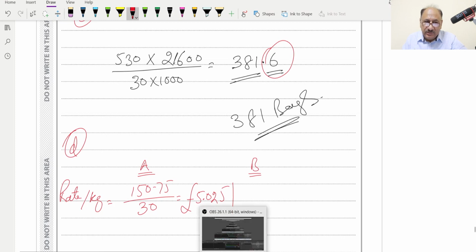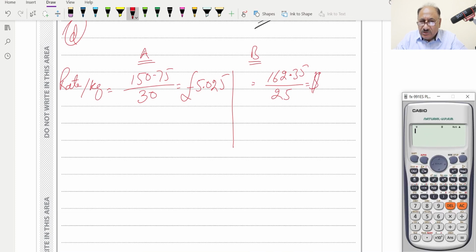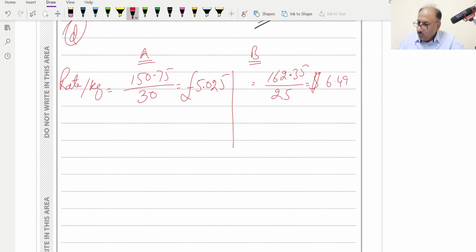And now we can calculate for B as well, and B rate will be 162.35 divided by 25 kg, and this will be in dollars. 162.35 divided by 25 is equal to 6.494 dollars. Now basically we need to check which amount is lesser. That will be the cheaper one.